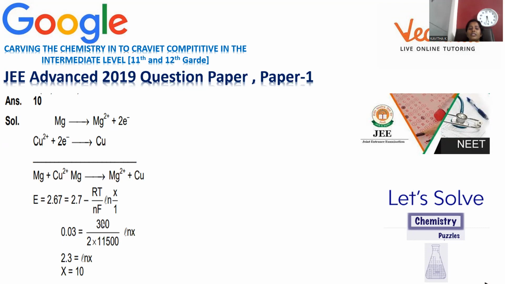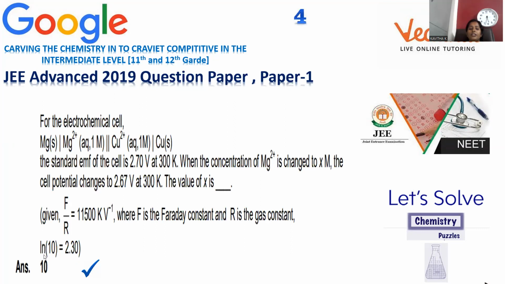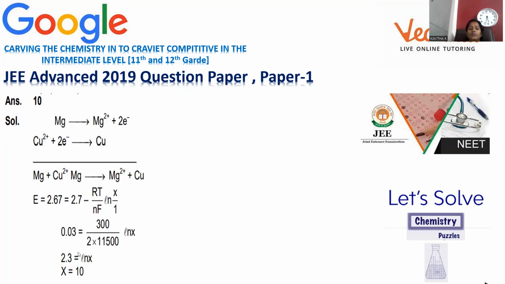Then temperature is given as 300. F by R value is 11,500, so R by F will be 1 by 11,500. And n value is 2 because 2 electrons got released and accepted. Valency is 2. Ln X is to be calculated. Right? So if you do the entire thing, ln X value is 2.3. Within the problem they mentioned log 10 is 2.3, so that X value will be 10.